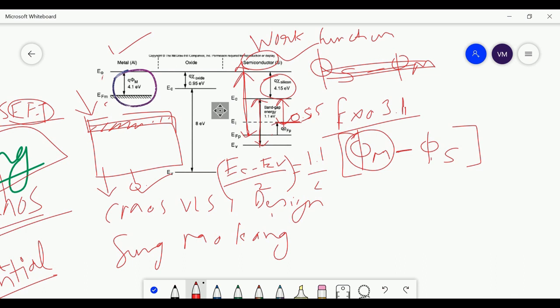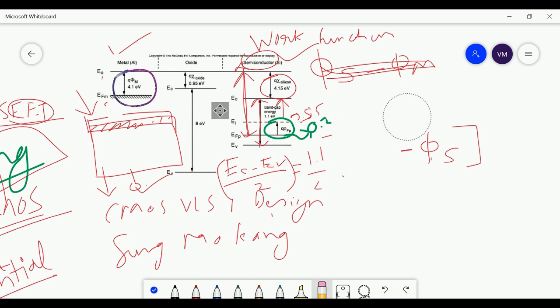Now it has been given that this is what? This is the Fermi potential. Let me use a different pen. This is the Fermi potential. Fine. So the Fermi potential is also given to us, and that is also standard. It is given as 0.2 electron volt. So the Fermi potential is also given to you, that is 0.2 electron volt.